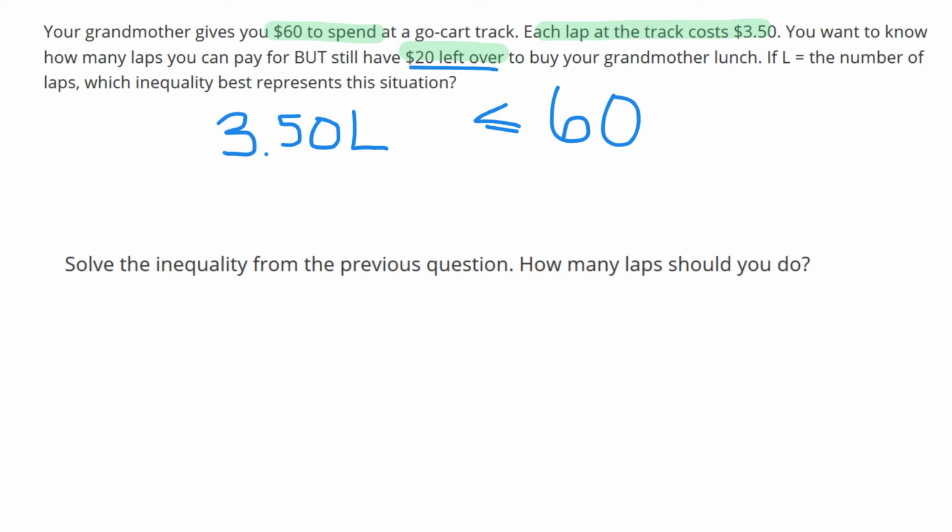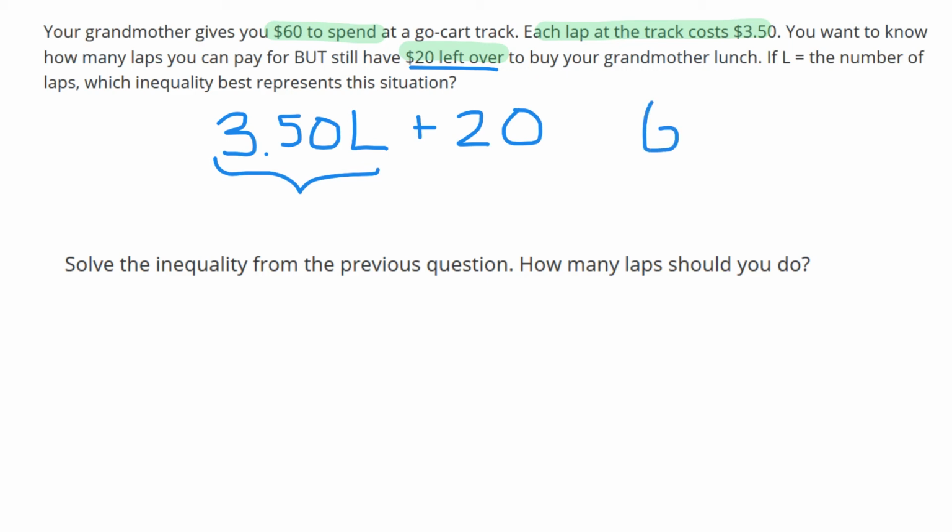still want $20 left over to buy the grandmother lunch. So we need to take that into account. So what I'm going to do is take the money that we're spending on laps, and then if we add the money that we're spending on lunch, that has to be $60 at the most. So I'm not going to say that it's equal to 60. I'm saying that it has to be less than or equal to 60.